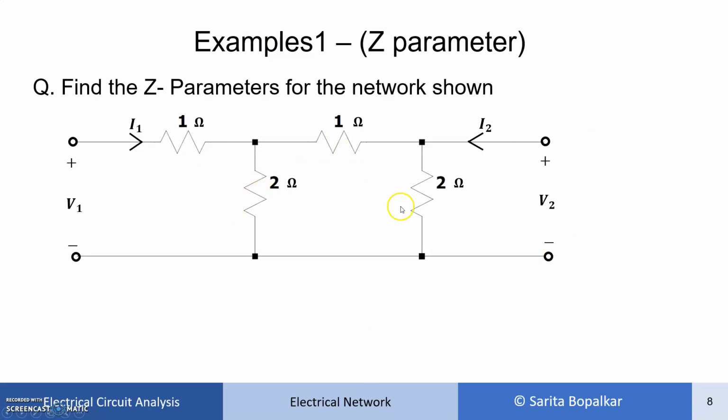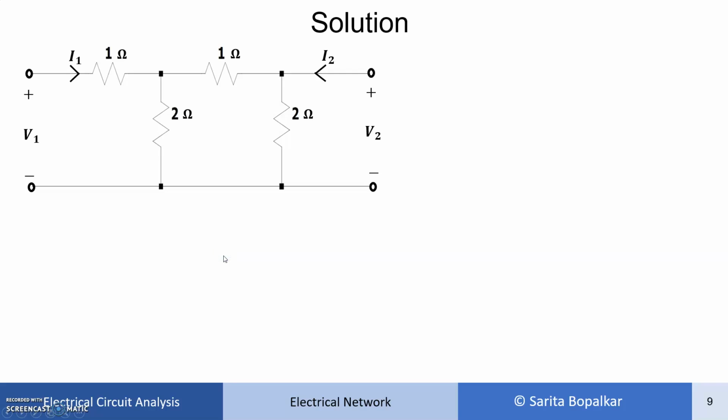Elements are only resistors and their values are given. This is input voltage, input current, output voltage, output current. Now these are the four variables V1, I1, V2, I2 and we have to find Z parameter. Now we know in Z parameter we are expressing V1 and V2 as a function of I1 and I2. For details watch the previous video.